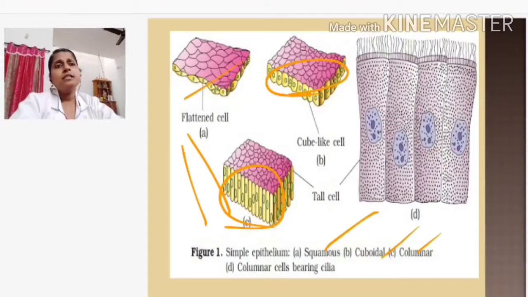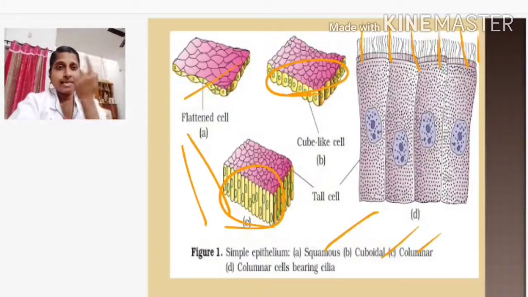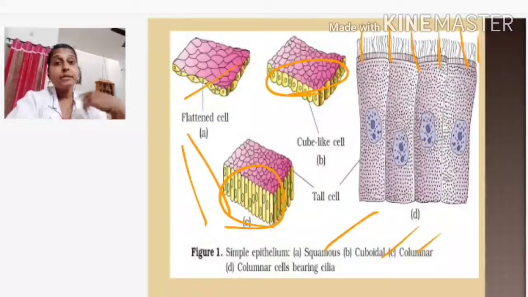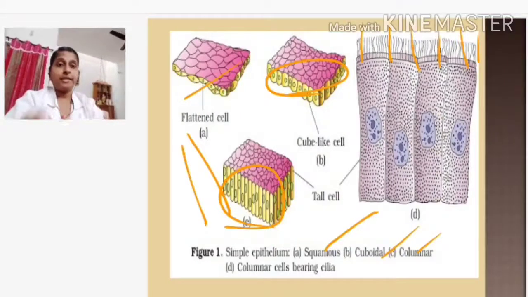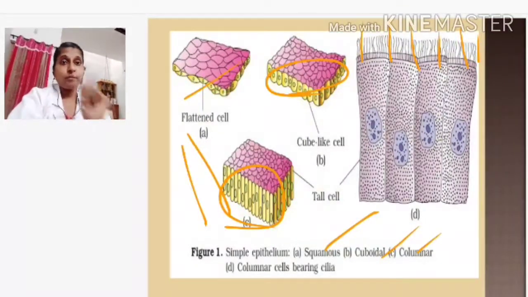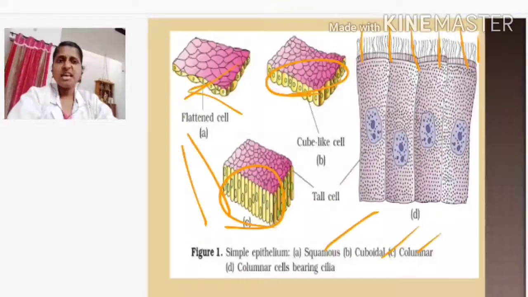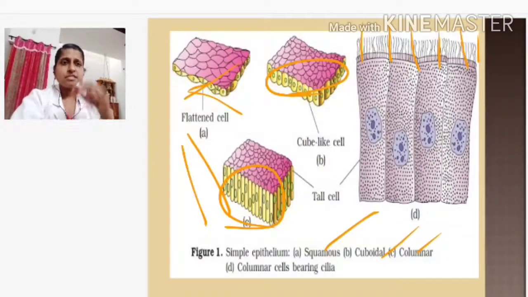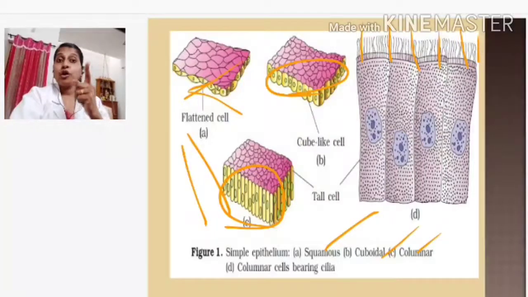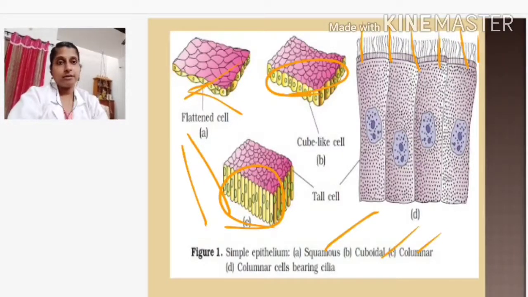And in this columnar, imagine if cilia are present. Cilia, you know, hair-like structures. Then it becomes ciliated columnar epithelium. So, what are the three main types? Squamous, flat, irregular shaped cells. Cuboidal, cube-like. Columnar, column-like or cylindrical.